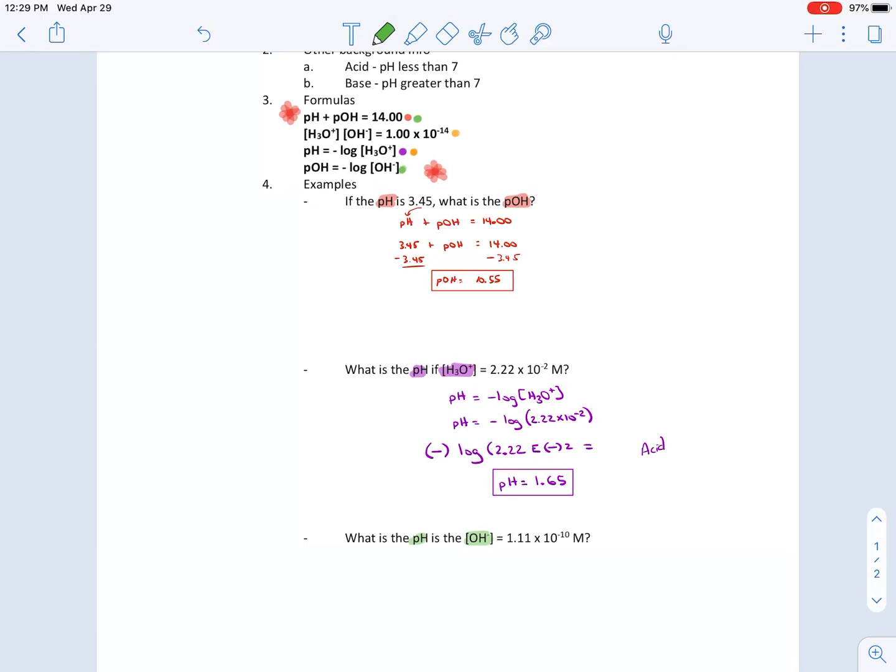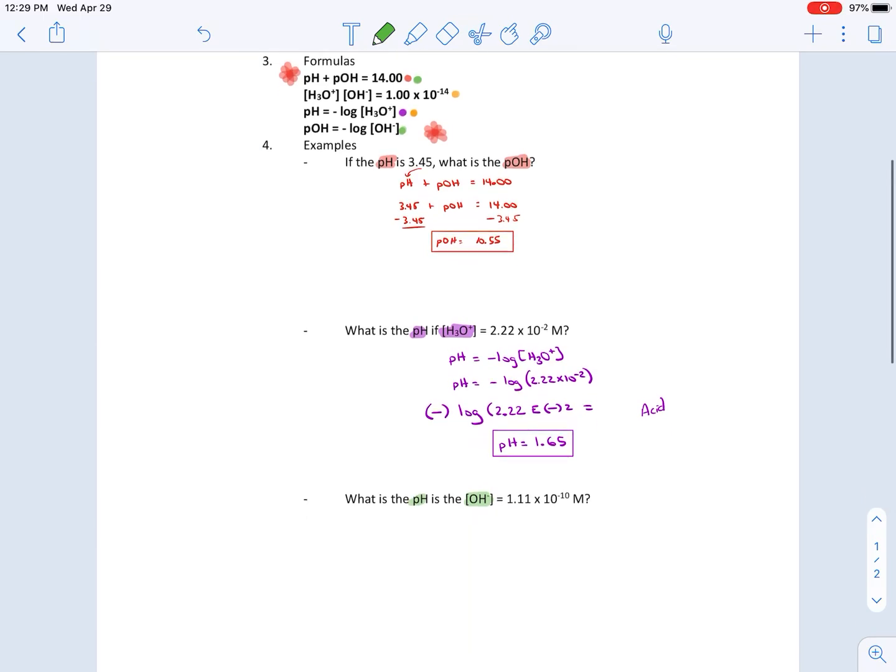So the two formulas that we need, scroll this up just a little bit. The first formula that we're going to use is pOH is equal to the negative log of our hydroxide ion concentration. And then the second formula that we're going to use is pH plus pOH equals 14. All right, so that's where we're going to get started here. Let's go ahead and get rolling.